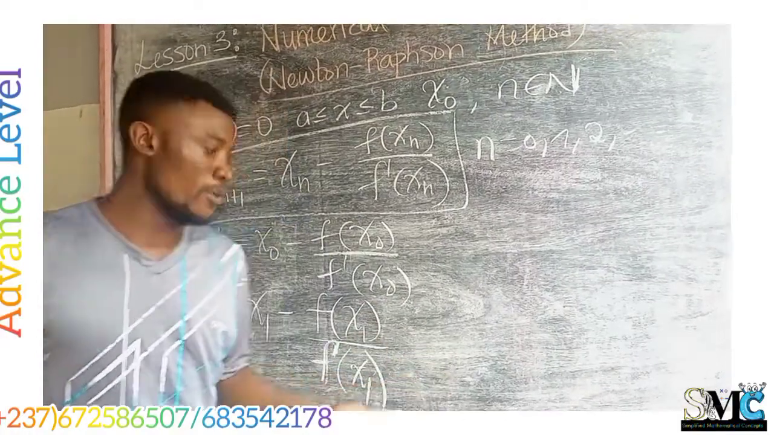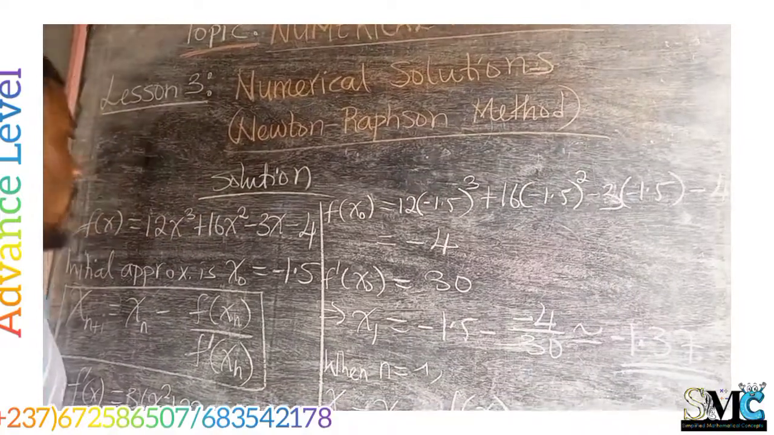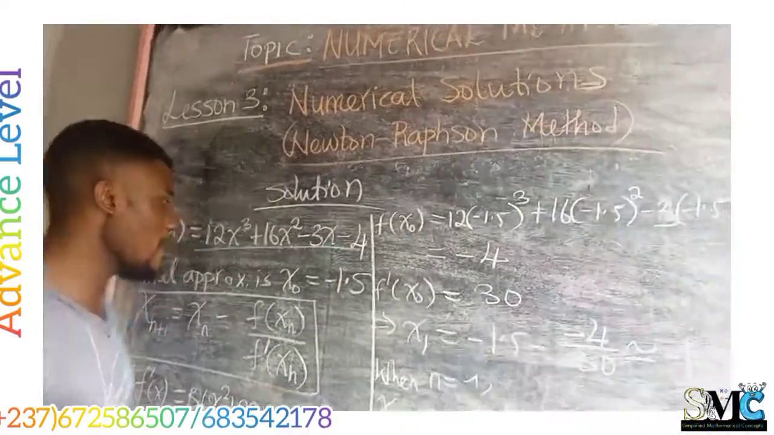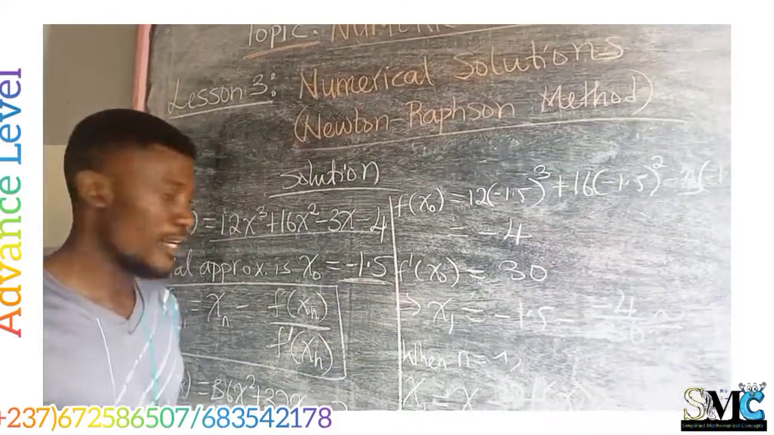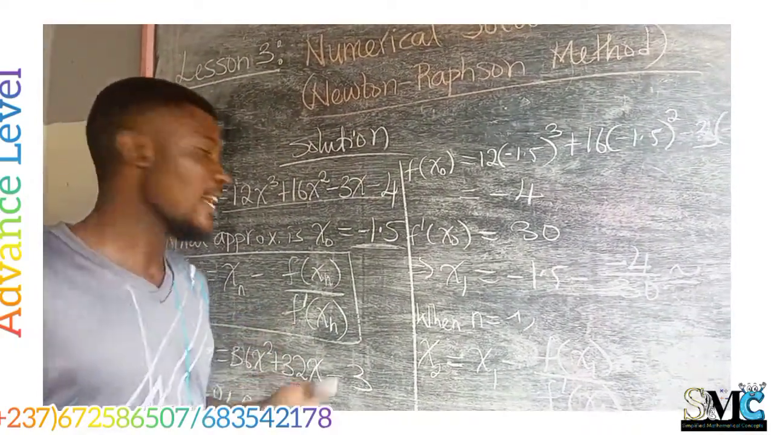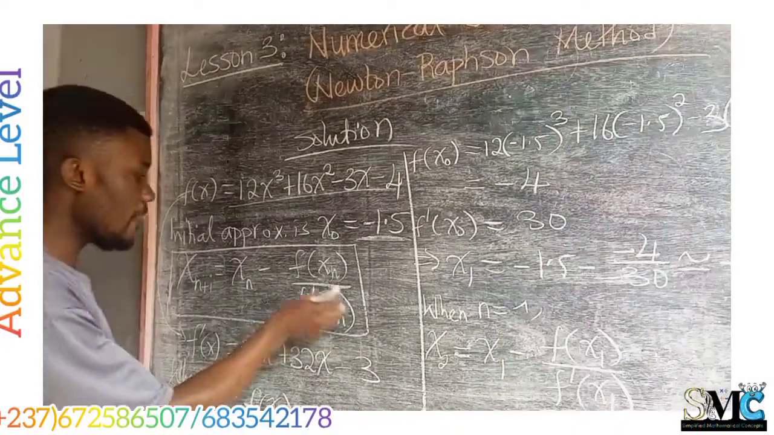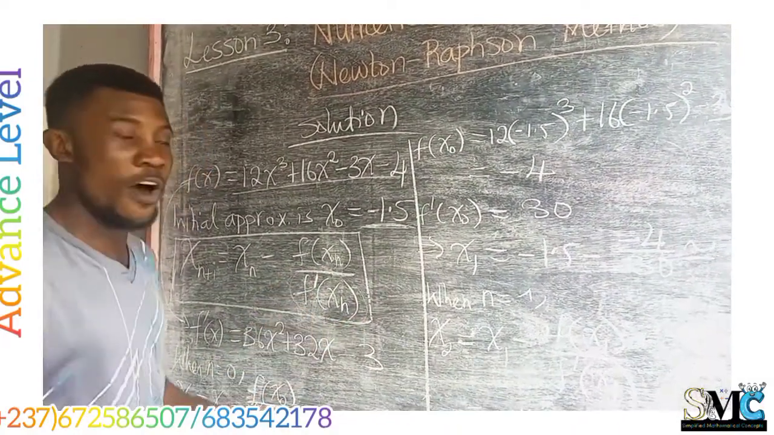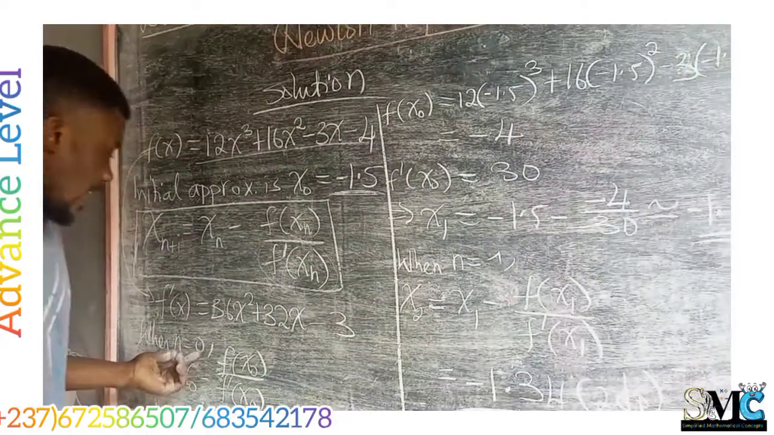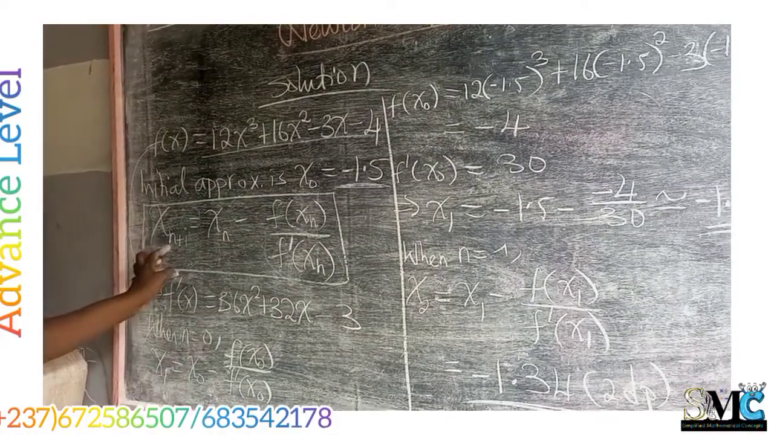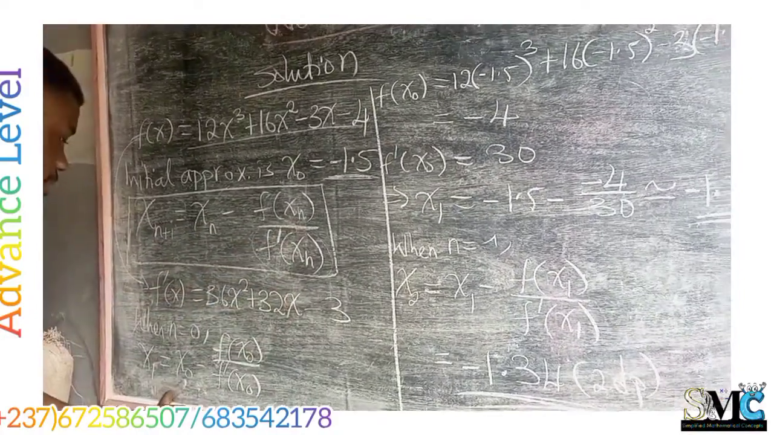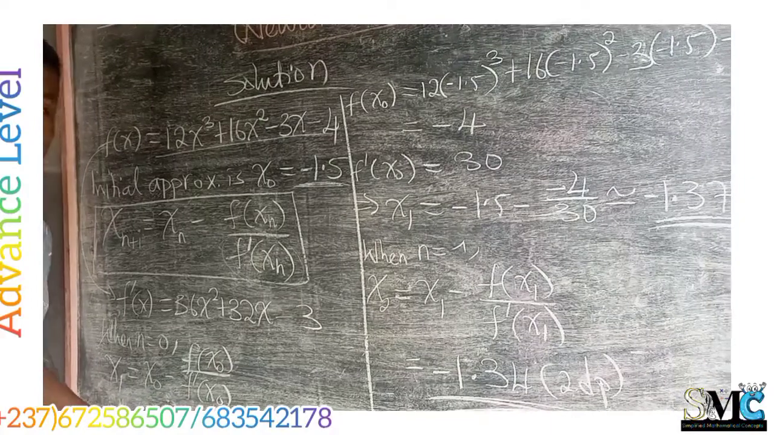Consider this example as we apply the method. Our function is given to us like this, with an initial approximation of negative 1.5. Since we are using the Newton-Raphson method, I first of all write down the formula that represents the iterations. Looking at the formula, I know I need to find the derivative of f of x, so I find the derivative here. Then, starting my iteration with n equal to 0, I put 0 here. I have x1 equal to x0 minus f of x0 over f prime of x0.